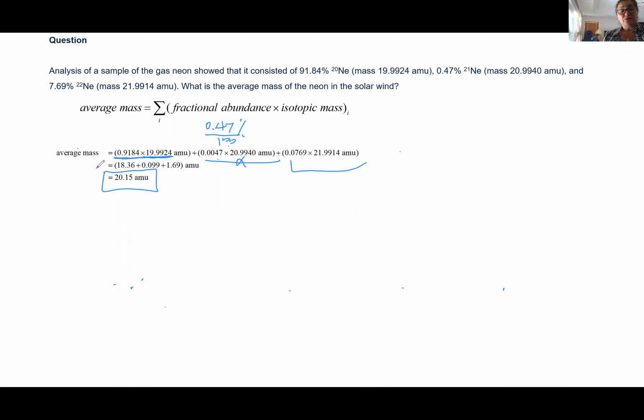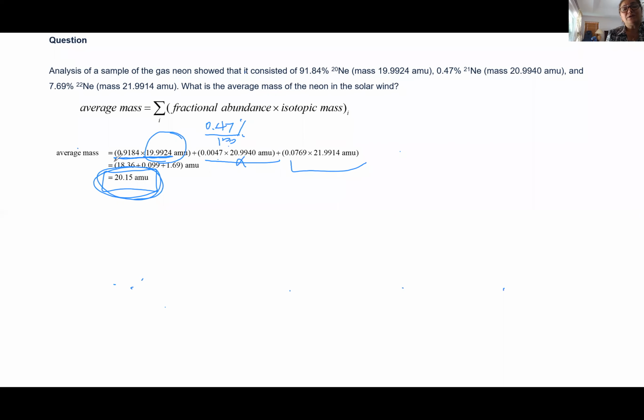just like calculating the GPA. If you take 4 classes, you get 3 A's and 1 B, your GPA is going to be closer to A. But if out of the 4 classes, you have 3 B's and 1 A, your GPA is going to be closer to B. Same thing here. Now, the majority of neon has the mass of 19.99, which is close to neon 20. So the weighted average mass for neon is closer to 20, not close to 22 or 21.